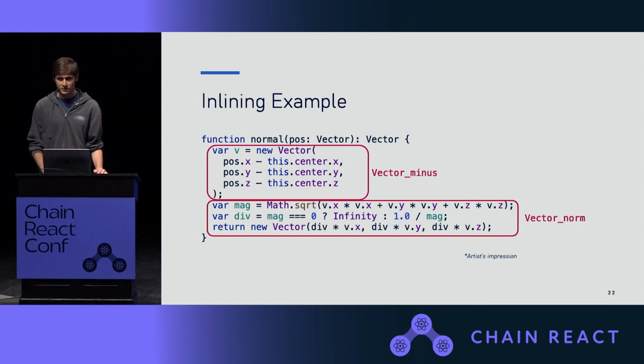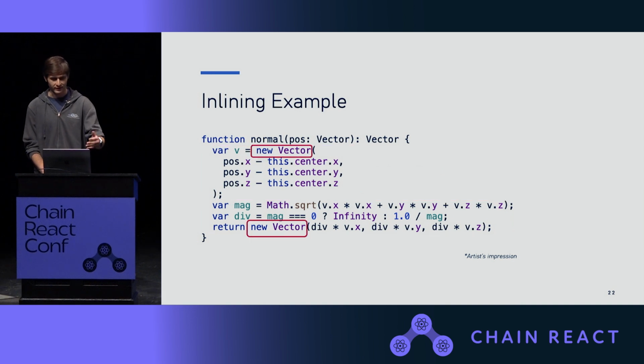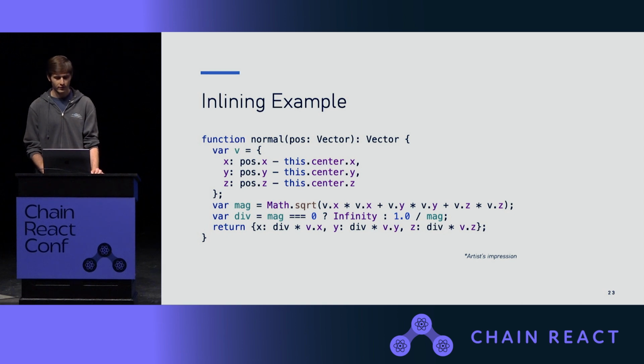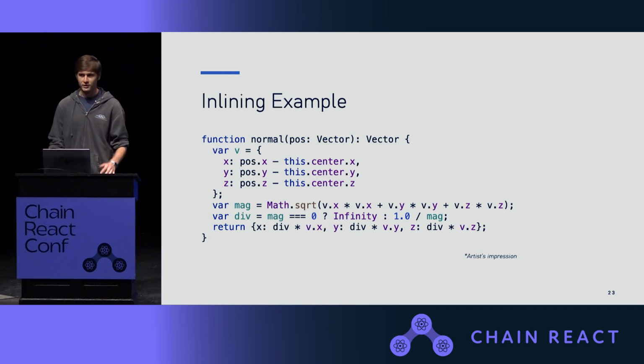And there are still some calls here, right? There are still the calls to the vector constructors that I mentioned earlier. So the compiler can then identify that these are good candidates for inlining and perform a further round of inlining. So we eliminate the calls to the constructors and construct the final object directly in the normal method. The object creation here is represented as object literals, but these aren't actually object literals. These are actually typed class instances.